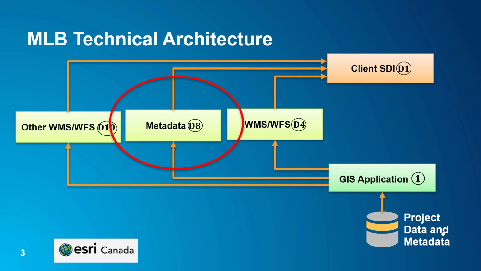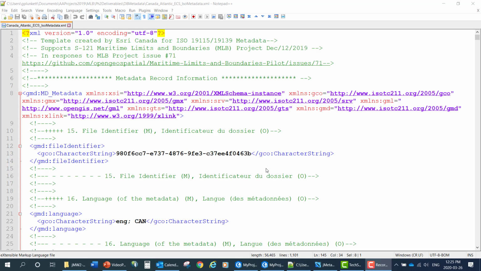In this video, we will look at the metadata requirements for the Maritime Limits and Boundaries project, Geospatial Metadata. So let's get started by looking at the XML encoding of the ISO 19115 style metadata.